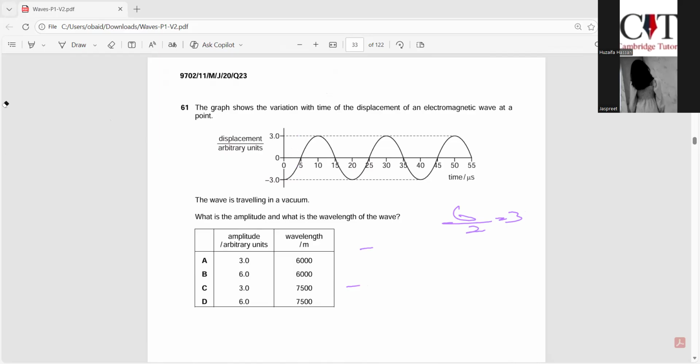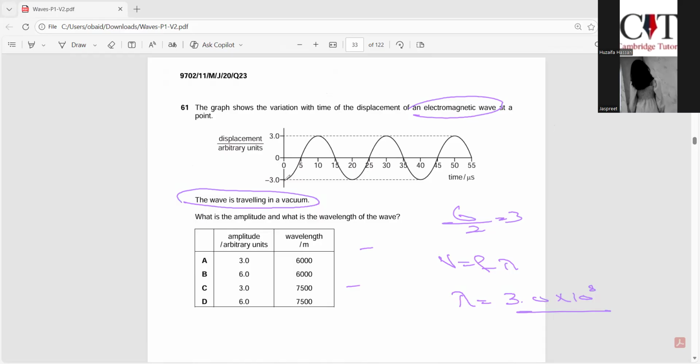And for wavelength, what would we do? We have to calculate. We know the formula is v equals frequency times lambda. As the wave is traveling in a vacuum and it is an electromagnetic wave, the speed is 3.0 × 10^8. So the wavelength would be 3.0 × 10^8 divided by frequency. How will we calculate frequency? 1 over T. Yes, 1 over T.